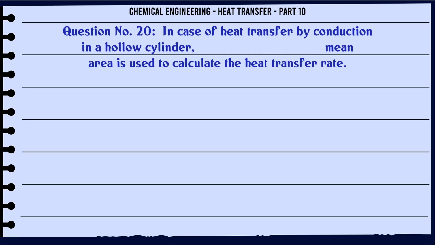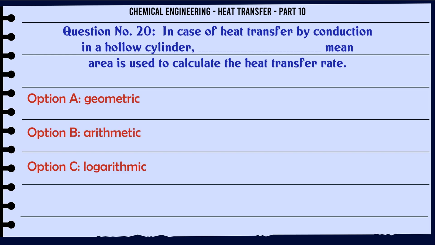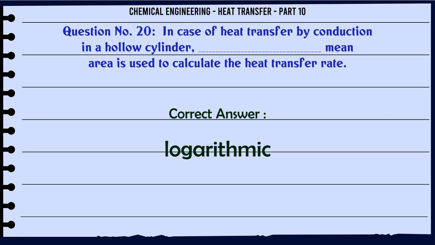In case of heat transfer by conduction in a hollow cylinder, which mean area is used to calculate the heat transfer rate? A. Geometric, B. Arithmetic, C. Logarithmic, D. Either A, B or C. The correct answer is logarithmic.